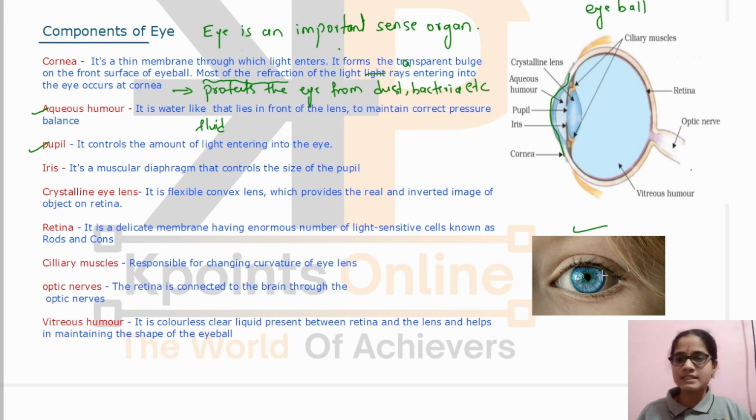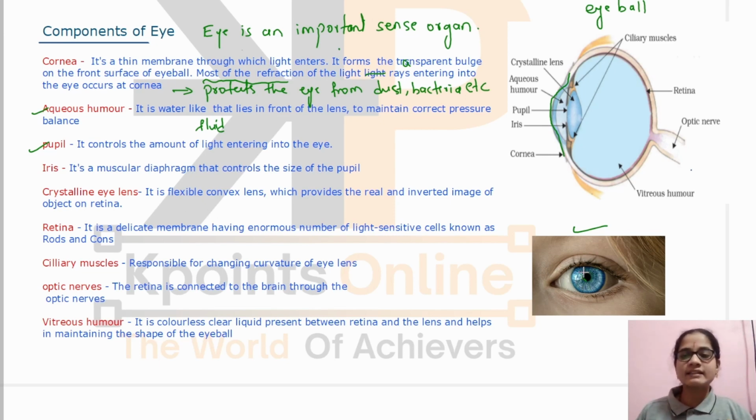At that time what happens? This pupil, that is the black hole you are seeing here, will get enlarged in its size, so that enough light will enter into your eyes and you are able to see the object clearly. So according to the need, the pupil size will increase or decrease. That is, it will control the amount of light rays entering into our eyes.